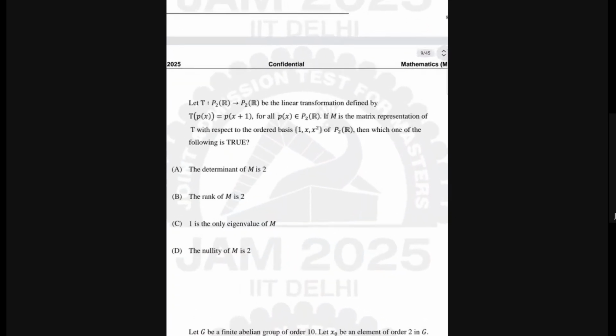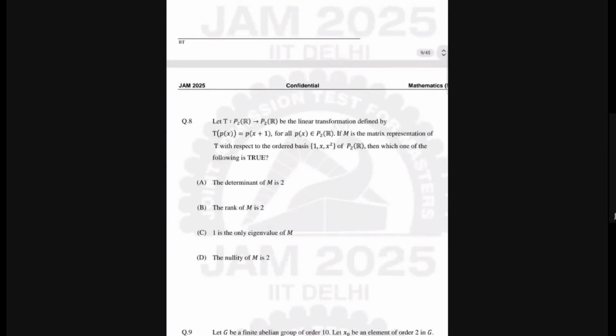This is the next question, question number 8. This is almost similar to our first question that we have solved, question number 6. First, please try to form the matrix representation of T as I have done in question 6.